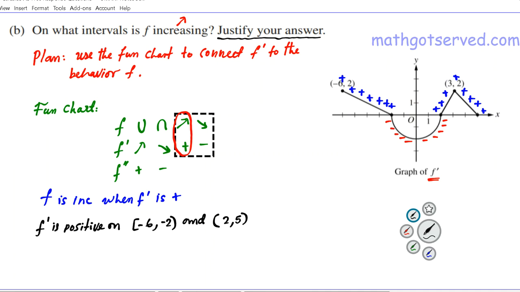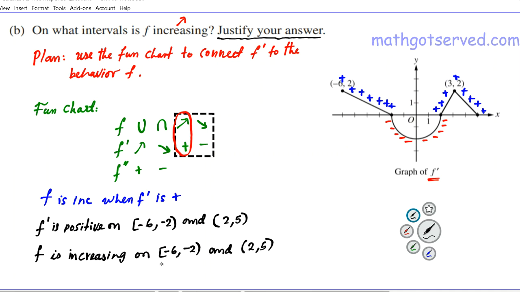So what does that mean? Since F prime is positive on those intervals, F is increasing on those intervals also. So F is increasing on -6 to -2 and 2 to 5.